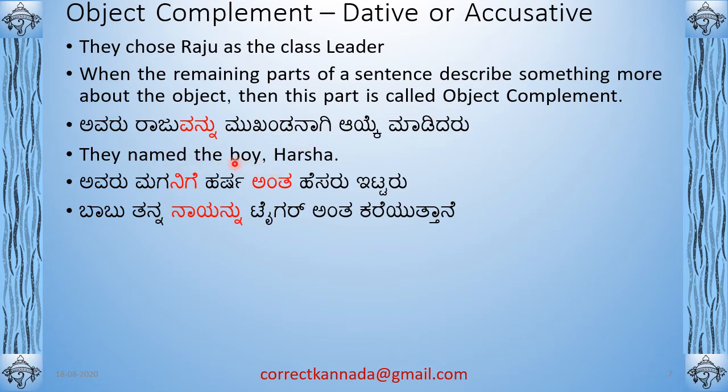So in an object complement, you either use the accusative case or the dative case for the object. Usually we know for an object we have to use accusative case, but we also use dative case if it's an object complement. That's what we are trying to say here. So avaru maganige Harsha anta hesaru ittaru. Maga means son. Maganige, to his son. Anta means like, Harsha anta. Hesaru means name. Ittaru, kept.